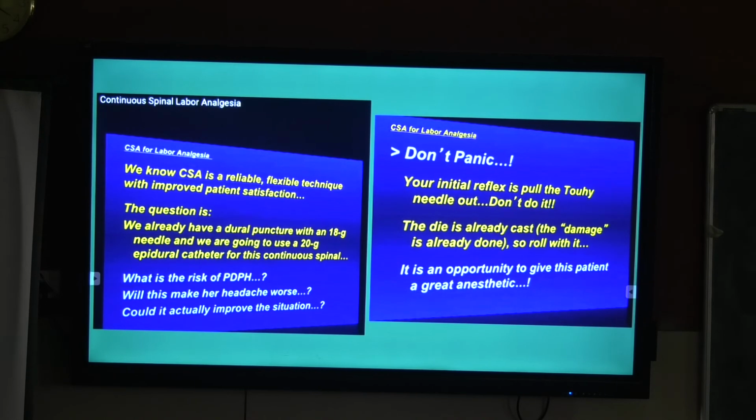Once you do an accidental dural puncture, don't panic. Your initial reflex is to pull the needle out, but don't do it. The die is already cast, the damage is already done. You just go ahead with it, just roll with it. It's an opportunity to give this patient a great anesthetic.